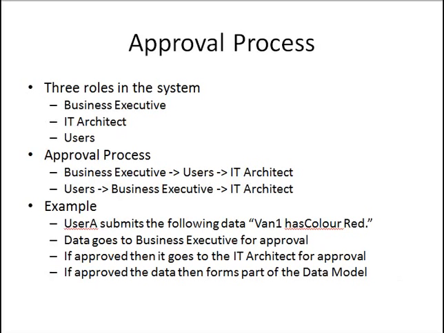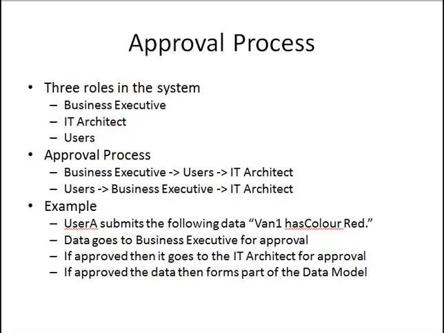Each controlled natural language requirement will go through an approval process by the stakeholders. The stakeholders are represented by three roles in the system, namely the business executive, the IT architect, and the users of the system. If the business executive creates a requirement, then according to the approval process, the requirement will go to the user for approval. If approved, then it will go to the IT architect.